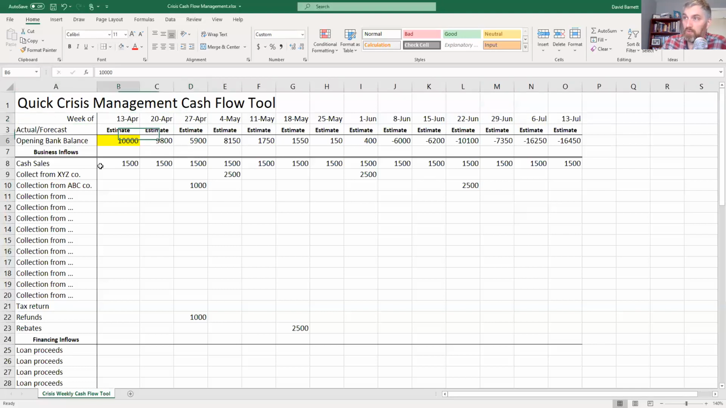And so this opening bank balance, the yellow cell, you have to type in what your bank balance is on the Monday morning, okay? And then we're going to be estimating over the course of this week what money is going to be coming in from our business activity, which is the first section. So I've got cash sales, and I put cash sales at $1,500 a week as an estimate for this business.